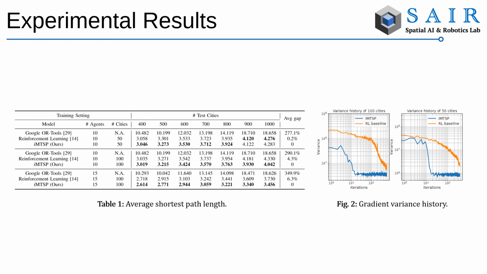iMTSP provides solutions with overall 3.2 ± 0.01% shorter maximum route length compared with the reinforcement learning baseline, and has a very evident advantage over Google OR-Tools. The figure on the right shows the gradient variance history of our method and the reinforcement learning baseline, with two different settings. Our gradient estimator converges about 20 times faster than the reinforcement learning baseline.